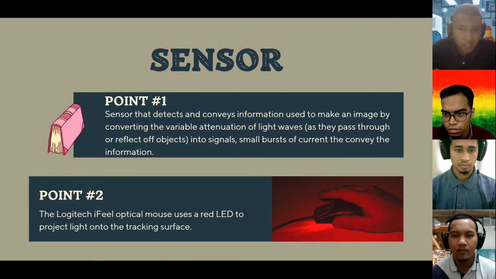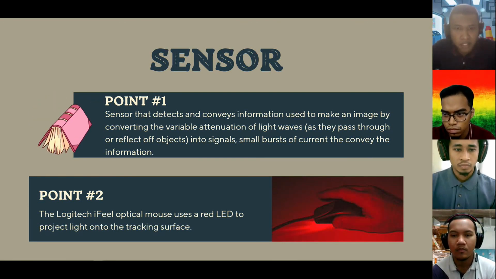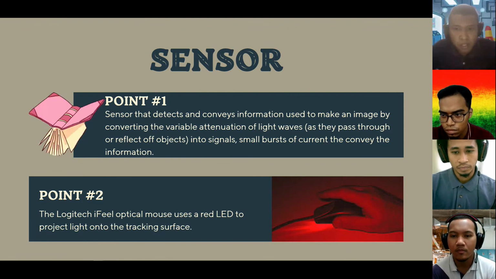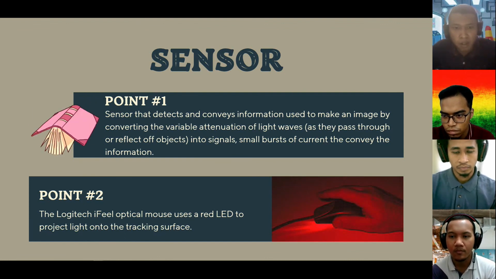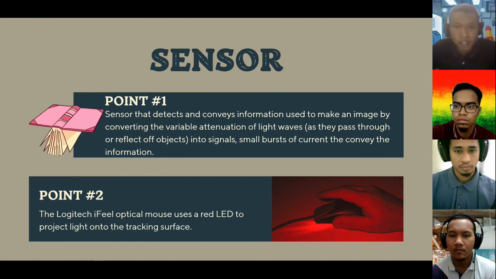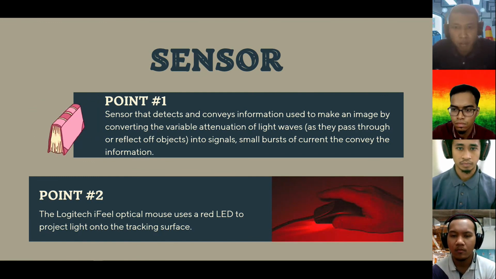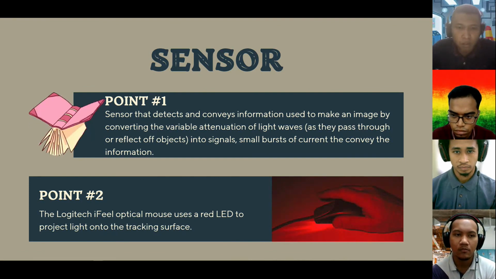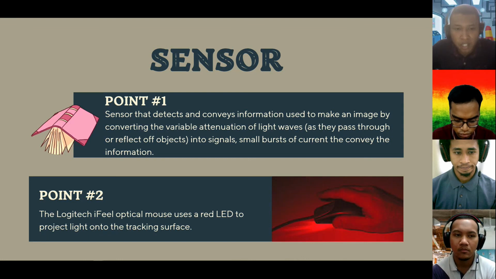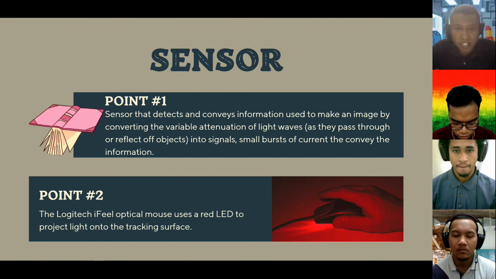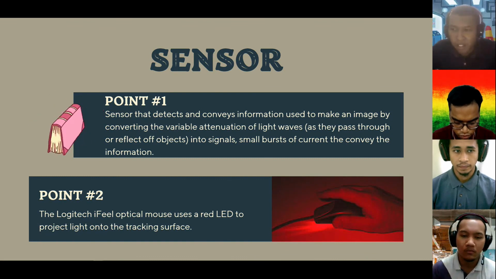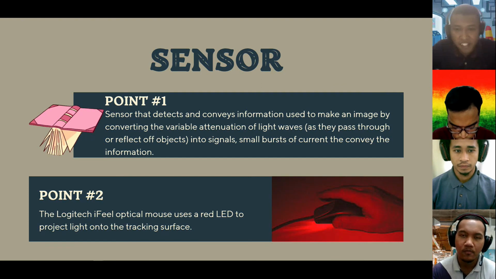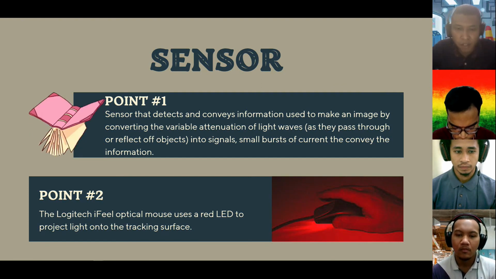Okay, point one is a sensor that detects and converts information used to make an image, by converting the variable light waves as they pass through or reflect off an object into a signal, small bursts of current, to convey the information. On point two, we have another brand called Logitech. The Logitech Optimus uses a red LED to project light onto the tracking spot. Mostly, actually, all mice use a red LED for the tracking surface.